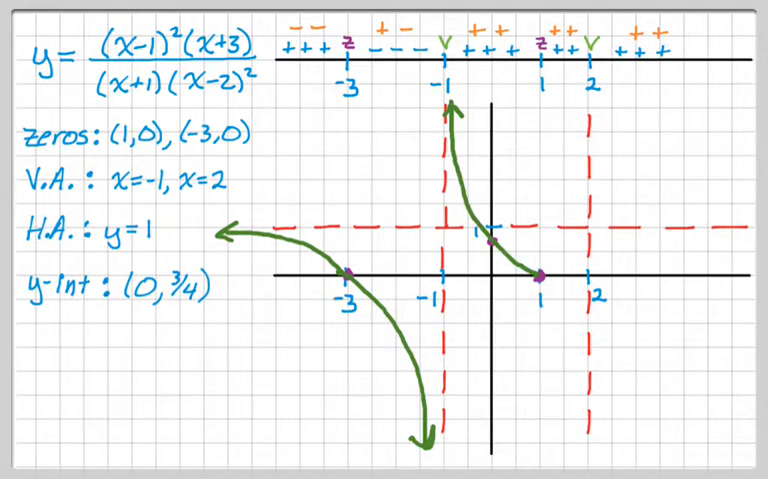As I go from 1 to 2, the y values are positive, so it's going to shoot back up to positive infinity. And then from 2 to infinity, it's always positive, and it starts up at infinity and comes down, approaching 1, so it'll look like that. If you take out your calculator and graph it, it's going to look a lot like that.